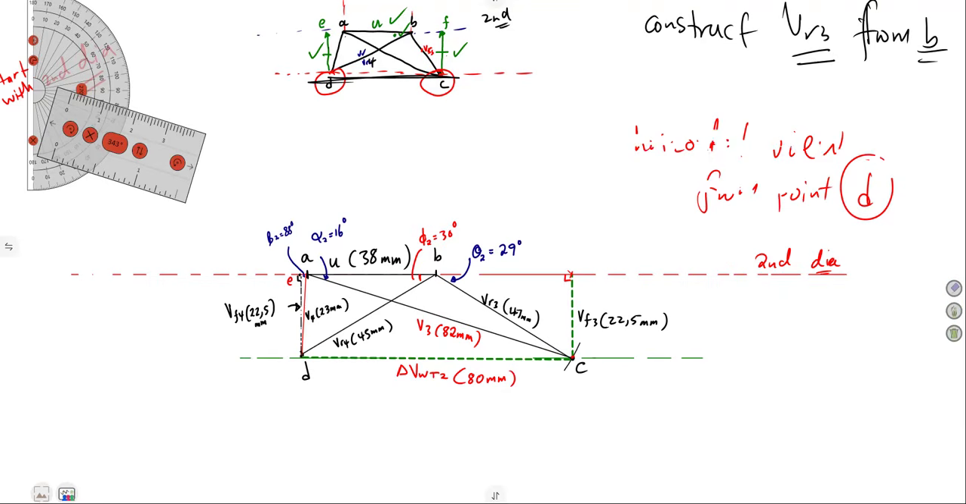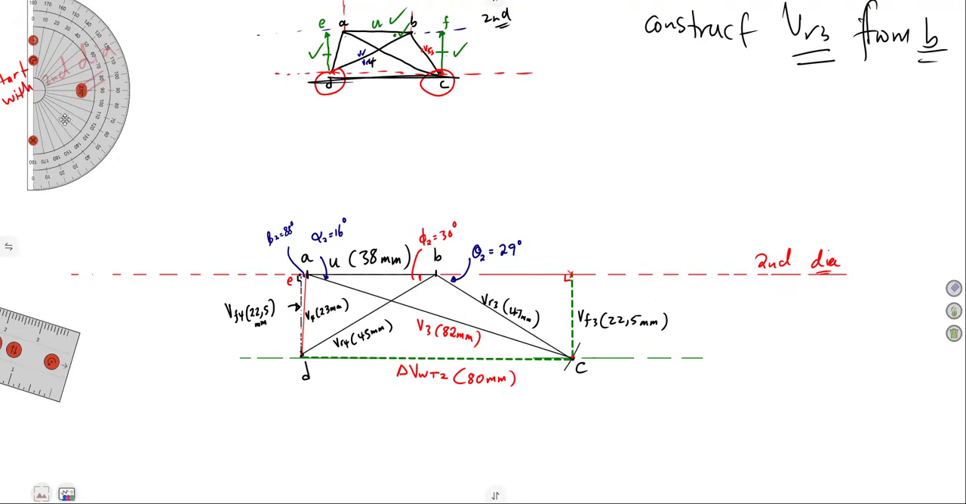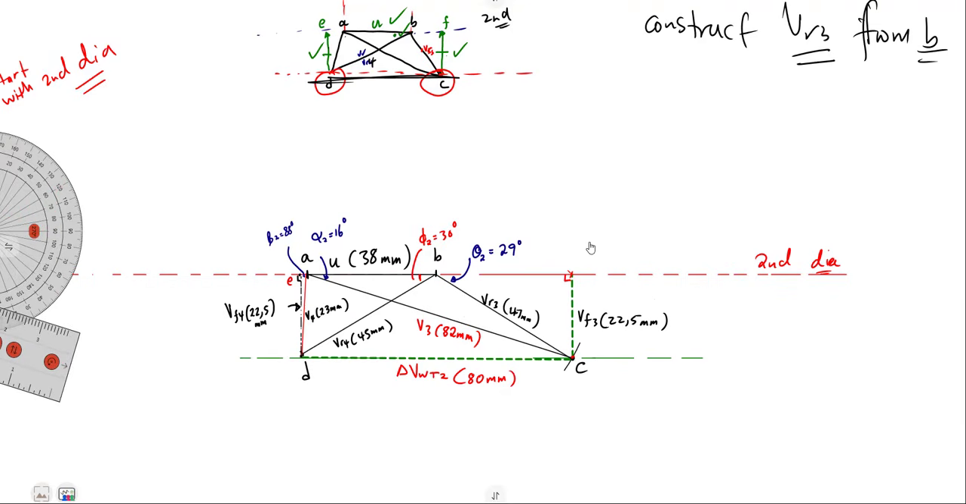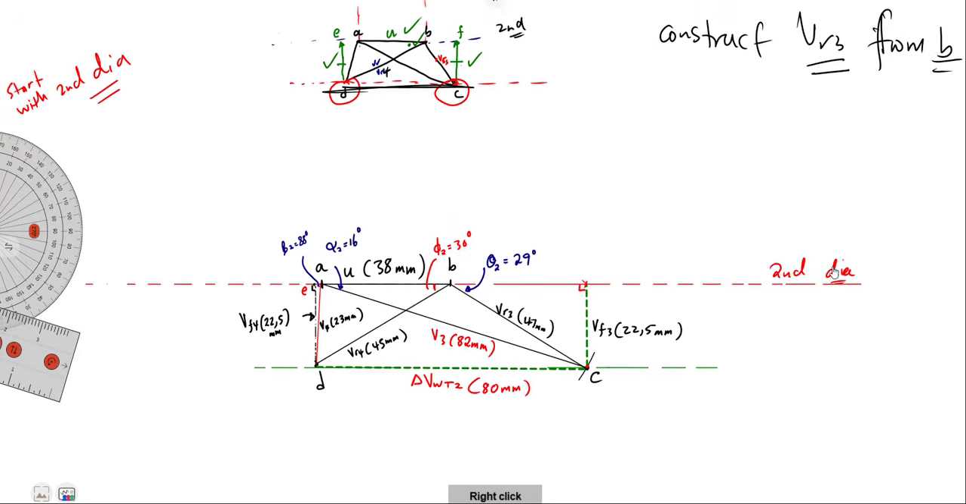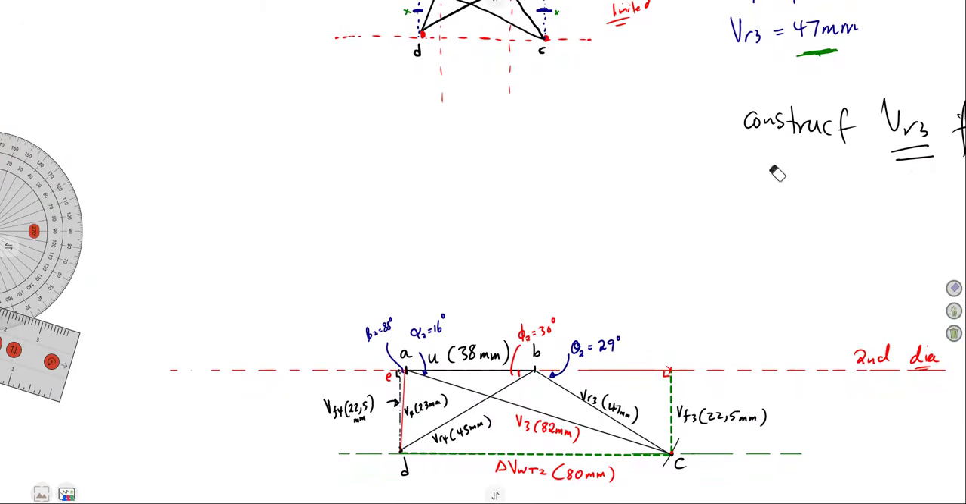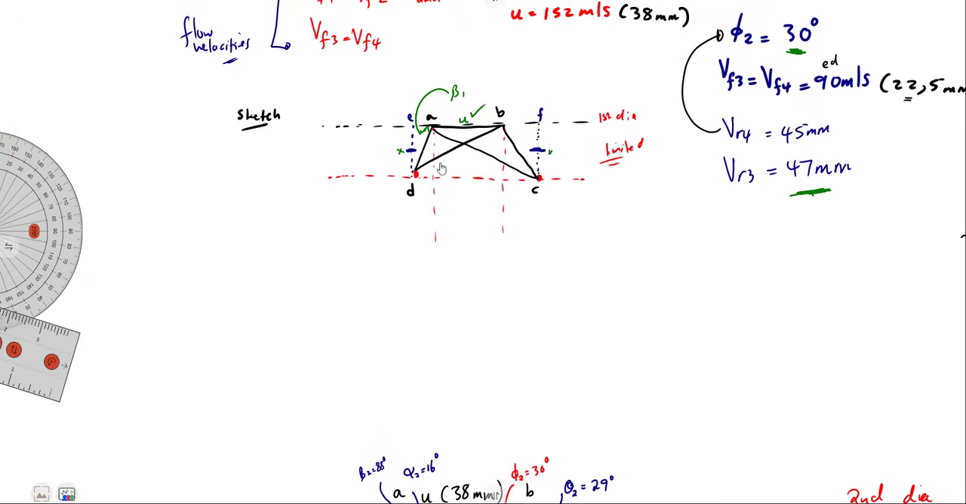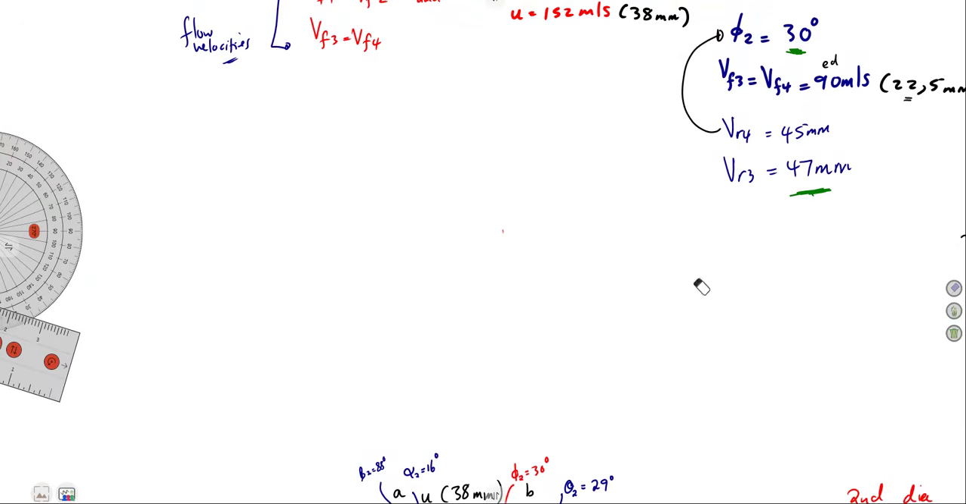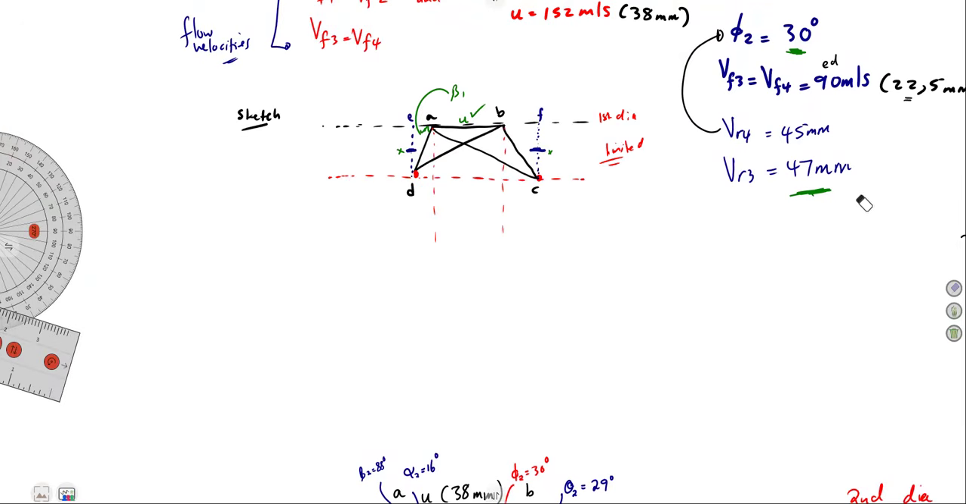So with the second diagram done, it is going to be easier for you to do the first diagram, because some properties can be taken from the second diagram going to the first diagram. So this is what you're going to do. We started with the second diagram, so what we need now is the first diagram, this one. That's it, guys. If you can work this out, you do not have problems.